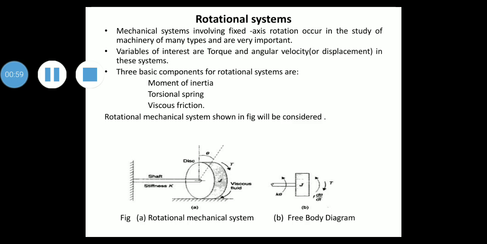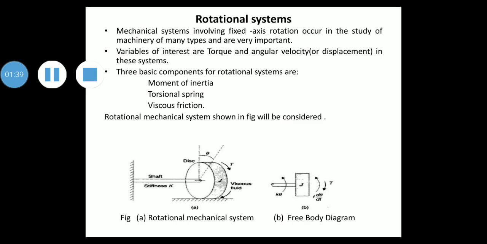The three basic components for rotational systems are moment of inertia, torsional spring and viscous friction. In the previous lectures we have studied the three ideal rotational elements with their relevant properties and conventions. Now we'll consider the rotational mechanical system shown in figure A.